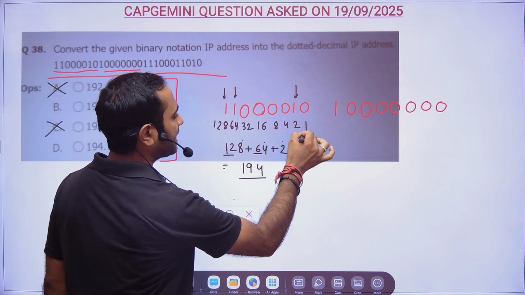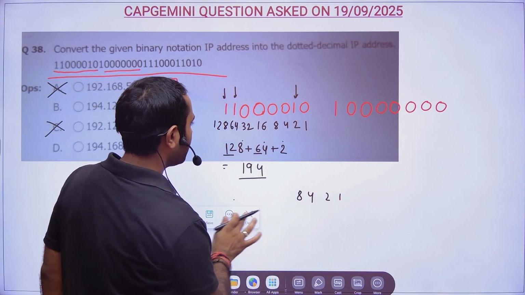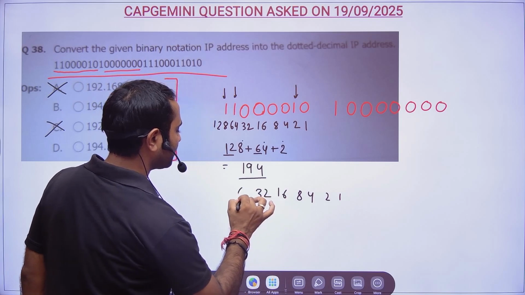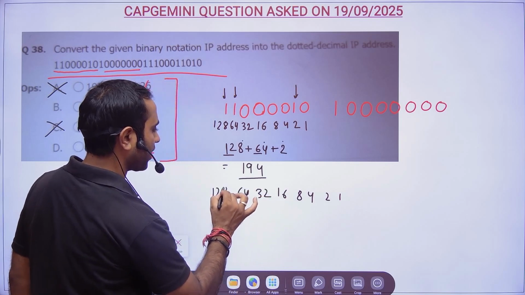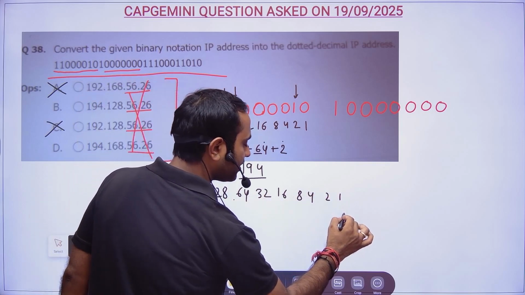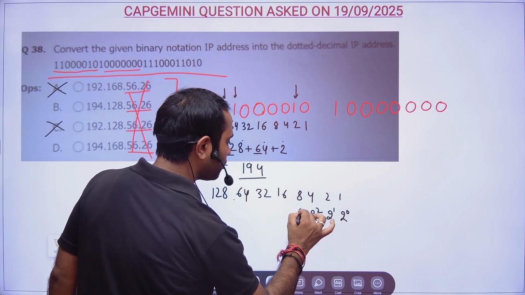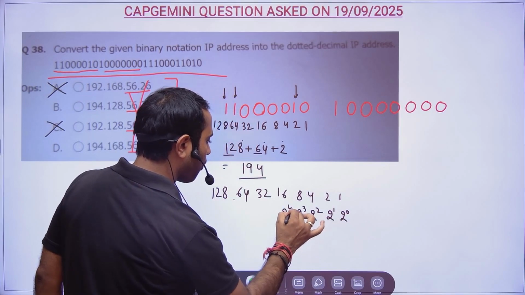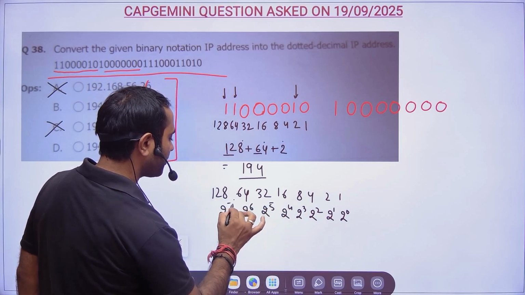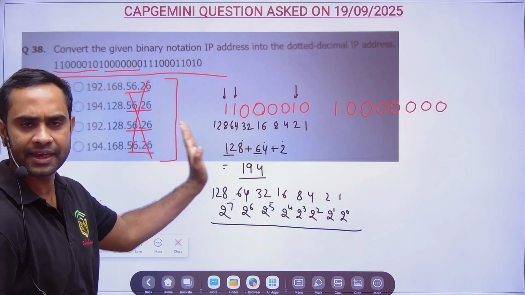Now, sir, what did you write? 1, 2, 4, 8, and then 16, and then 32, and then 64, and then 128. Basically I wrote 1 and then I started multiplying by 2. So this is nothing but 2 to the power 0, 2 to the power 1, 2 to the power 2, 2 to the power 3, 2 to the power 4, 2 to the power 5, 2 to the power 6, and 2 to the power 7. This is what I have written here in the form of direct digits.